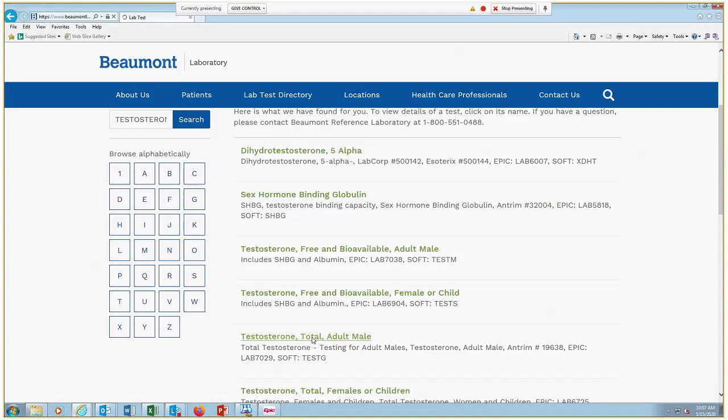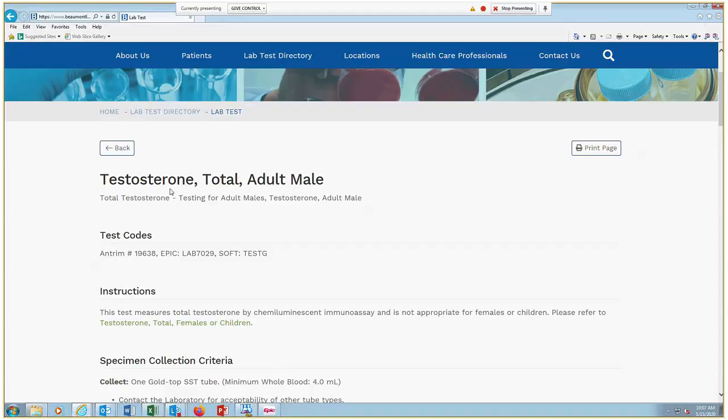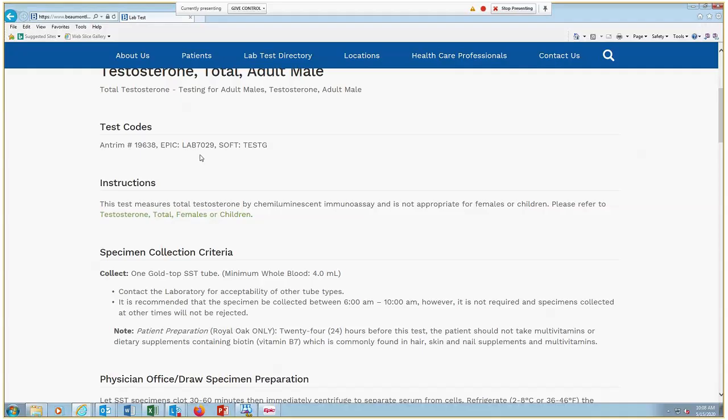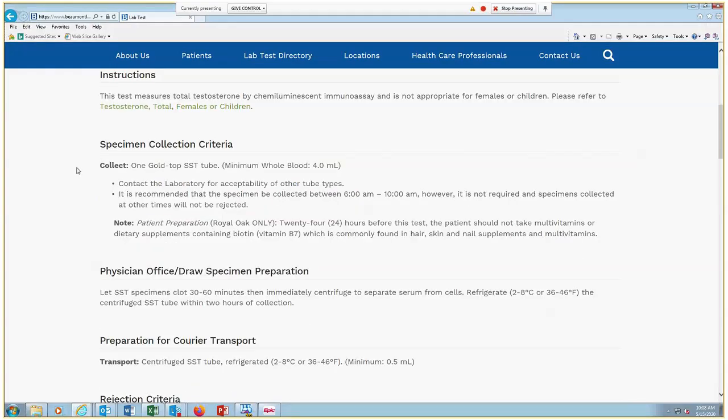So let's click on the test and have a look. Notice the similar setup. Test name, testosterone total, adult male. Notice that there's no AKA, or also known as. This one, it is what it is. The ordering test codes, the specific instructions for how this test is used, the specimen collection criteria. In this case, there's an additional note for patient preparation at the Royal Oak campus only. This should be taken into consideration by the clinician depending on where they are collecting the test and if it's applicable to the clinical picture.